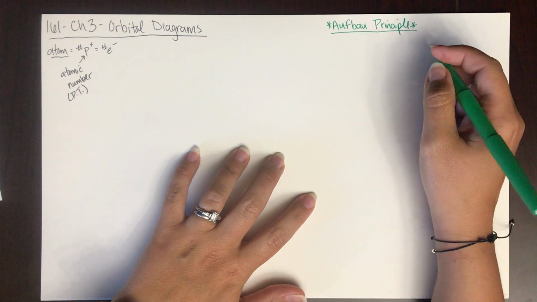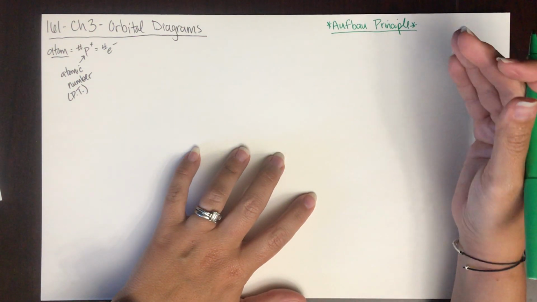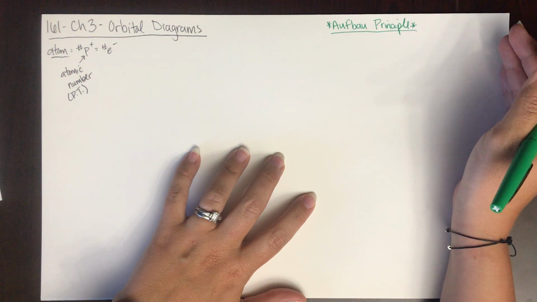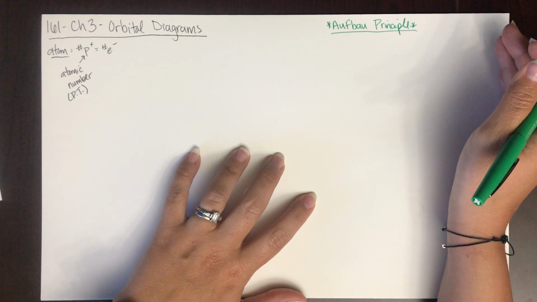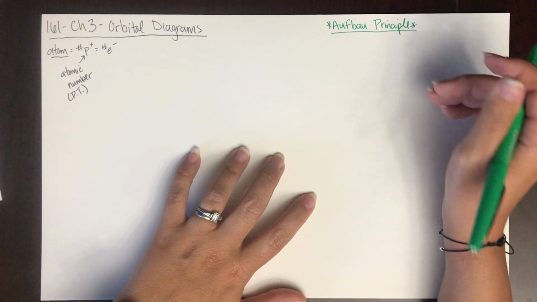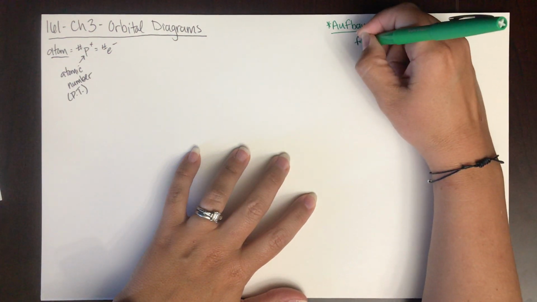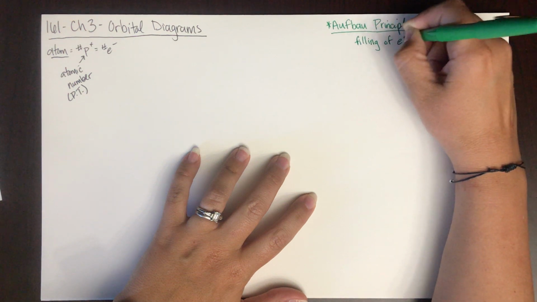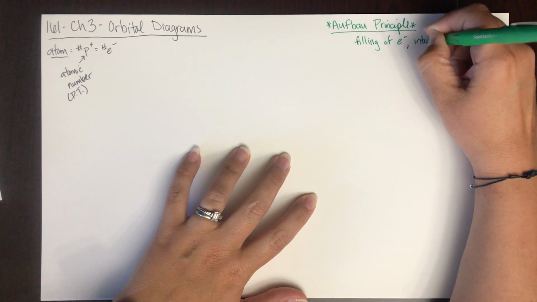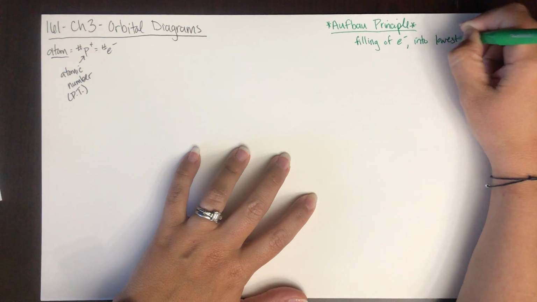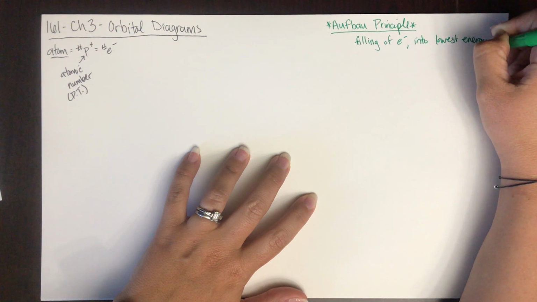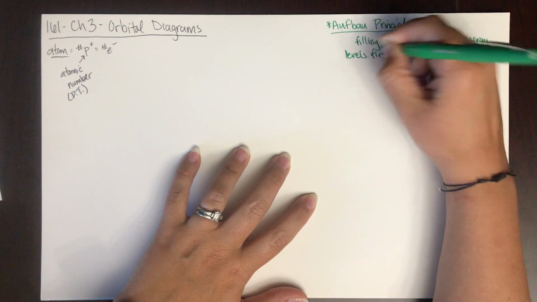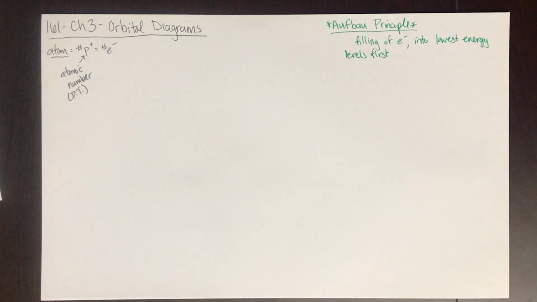What the Aufbau principle says is that the building of the electron configurations will add 1 electron at a time, and it will always fill the lowest energy level first. So I'm going to say filling of electrons into lowest energy levels first. You'll see what I mean here in a second.